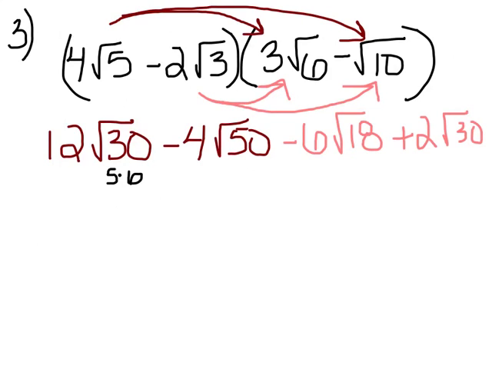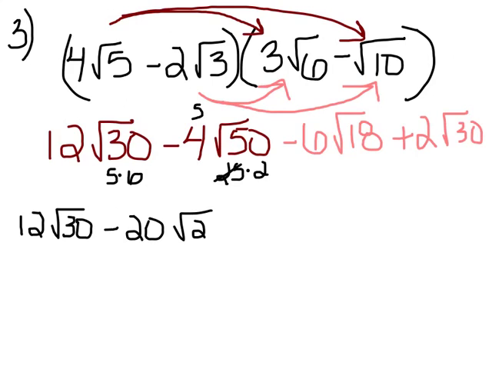30 breaks up into 5 and 6, neither of which is a perfect square. So 12 radical 30 will stay as 12 radical 30. 50 can be factored into 25 and 2. We can take the square root of 25, put that on the outside with our negative 4 to give us a negative 20 radical 2. 18 can be factored into 9 and 2. We can take the square root of 9, put that on the outside with our negative 6 to give us a negative 18 radical 2.